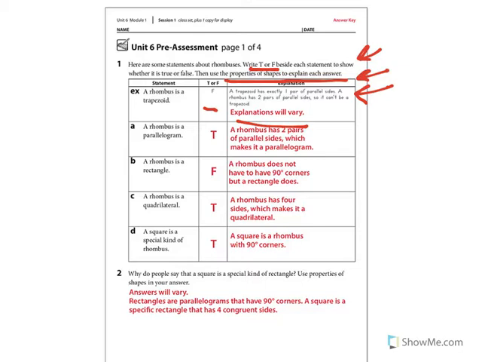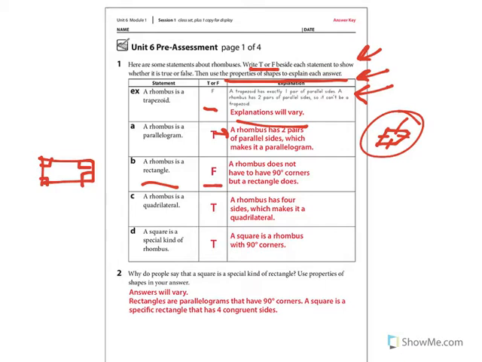Let's look at A. A rhombus is a parallelogram. So you're going to think, okay, I know that a parallelogram has two pairs of parallel sides, and a rhombus does. So, true. A rhombus has two pairs of parallel sides, which makes it a parallelogram. B. A rhombus is a rectangle. Now I think to myself, well, I know that a rectangle is like this, and it has right angles, but a rhombus is like what I drew over here, so that has to be false. A rhombus does not have to have 90-degree corners, but a rectangle does, okay? You want to make sure that you are writing in clear sentences and using properties of shapes or mathematical language.